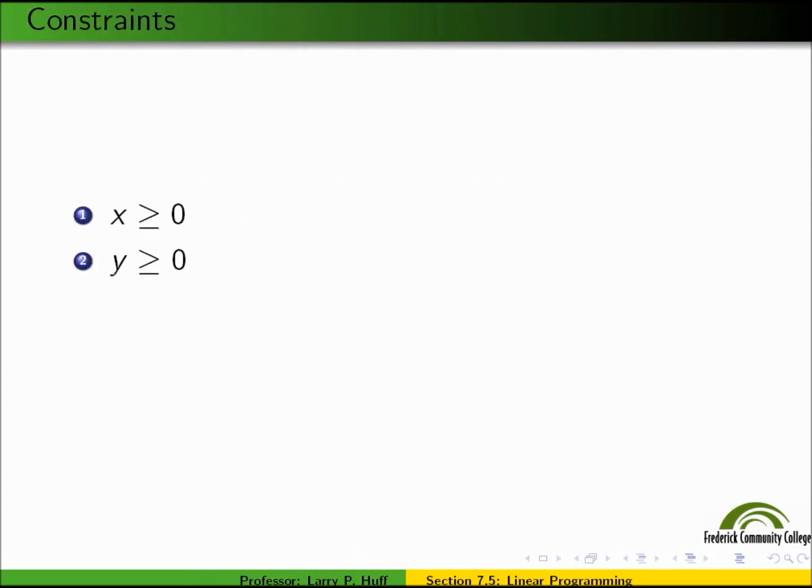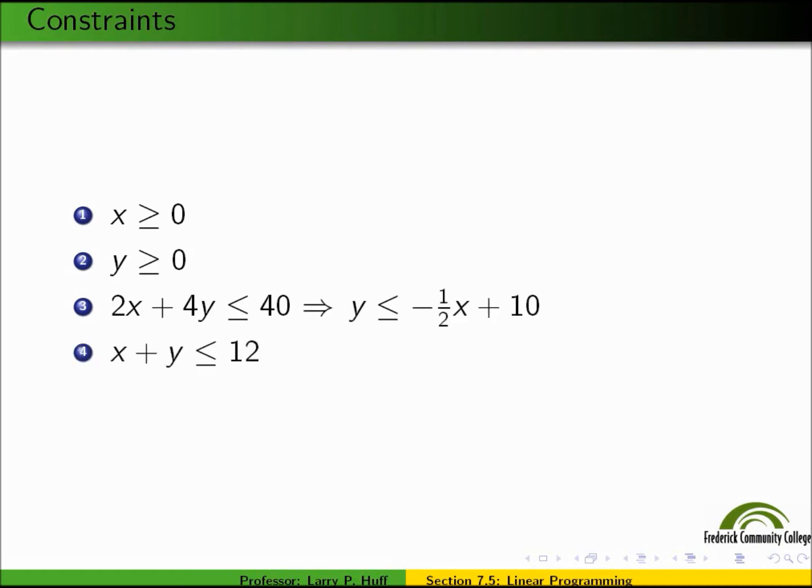X is always going to be bigger than or equal to 0 and y is always bigger than or equal to 0 in these types of problems. You can't answer a negative amount of word problems, though you'd probably like to. Our second constraint here is 2x plus 4y is less than or equal to 40. This comes from the minutes. We estimated 2 minutes for each computation problem and 4 minutes for each word problem. So 2x plus 4y is less than or equal to 40. We solve that for y, and we get y is less than or equal to negative 1/2 x plus 10.